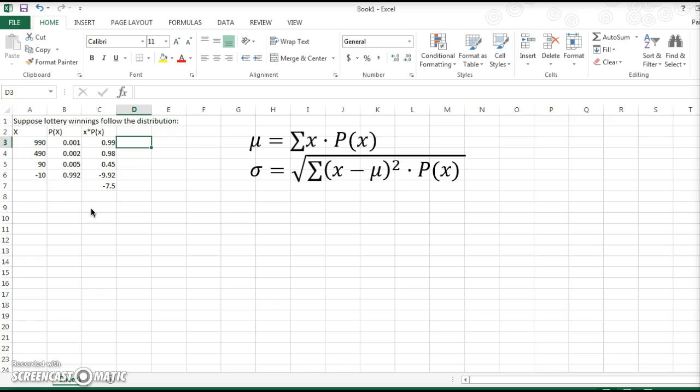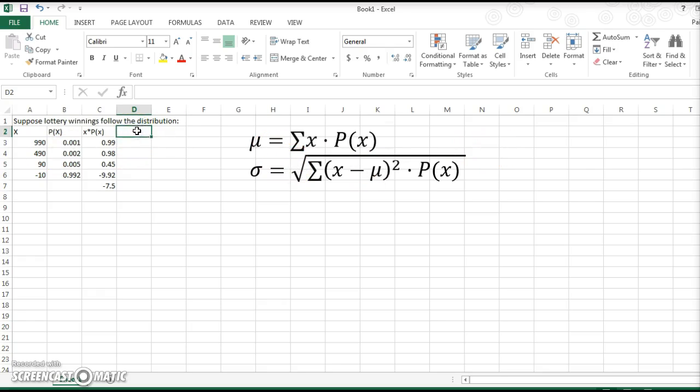And more likely than not, most people lose money from the lottery, which makes sense. Okay, so now for calculating the standard deviation. First, we need to take all of the x's and subtract mu and square the whole subtraction, and then multiply by p of x. And this is the sum of all of that. Then the whole sum gets square rooted.